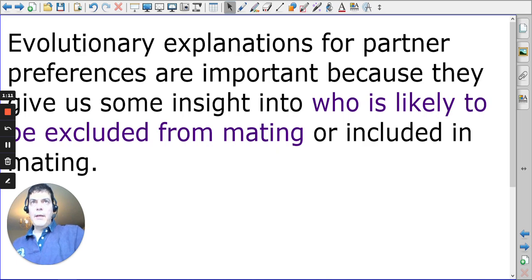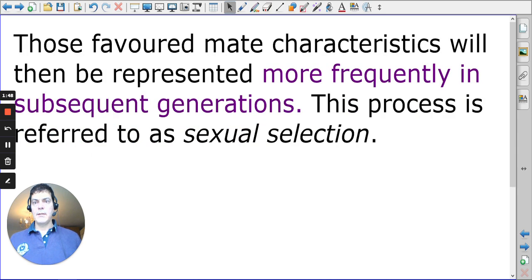What we then look at in terms of the evolutionary explanation is that some kind of partner preference, some kind of choice, becomes important so that we can understand who is going to be mated with, or, as we see here, who is likely to be excluded from mating. It could be that you have some trait which is attractive and therefore you are able to mate, and there also could be something about you that's unattractive, therefore you don't mate, and you don't have reproductive success.